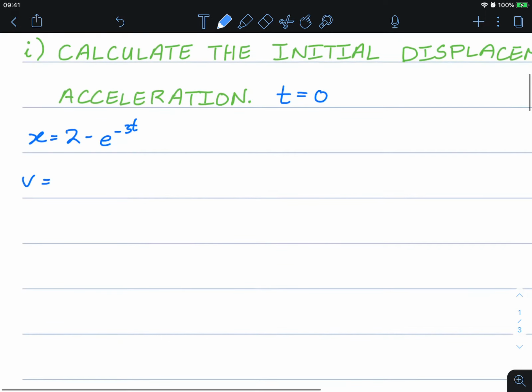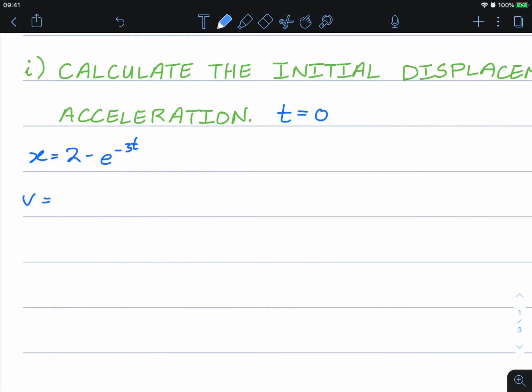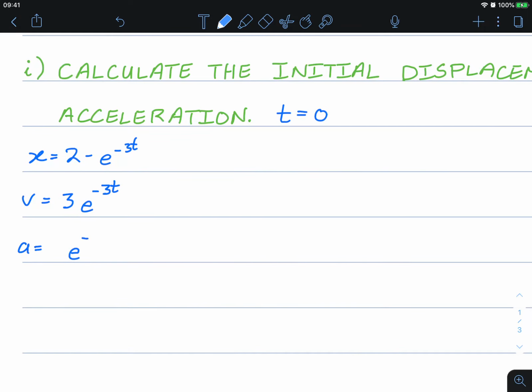We find its derivative. The derivative of e is itself times the derivative of its power. That's negative times negative 3, which gives us positive 3. And its acceleration is differentiating once again. We get e to the power of negative 3t, itself, times the derivative of this power here. So it's going to be negative 9.